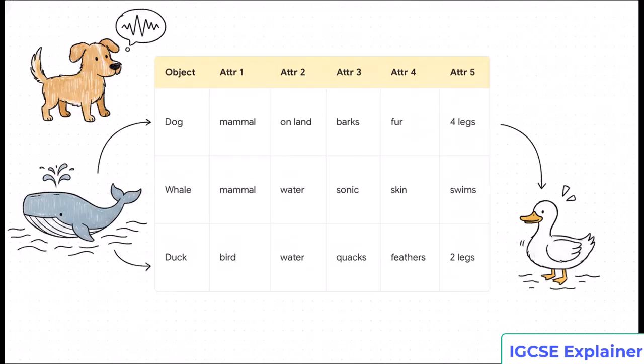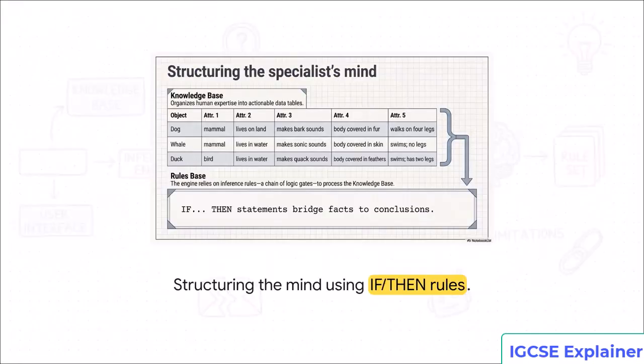It just has a digital record stating that a whale is a mammal, it lives in water, it makes sonic sounds, it has skin, it swims, and it has absolutely no legs. It organizes these facts purely as actionable data points. But here's the thing. A static table of facts just isn't enough on its own to make a decision.